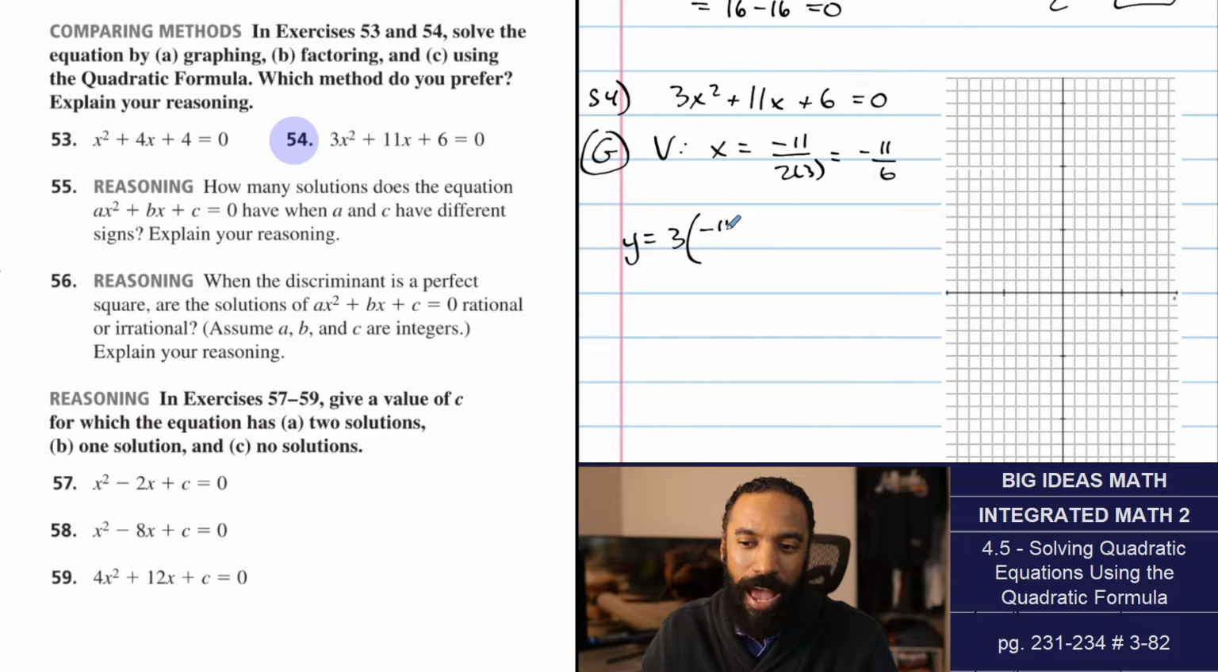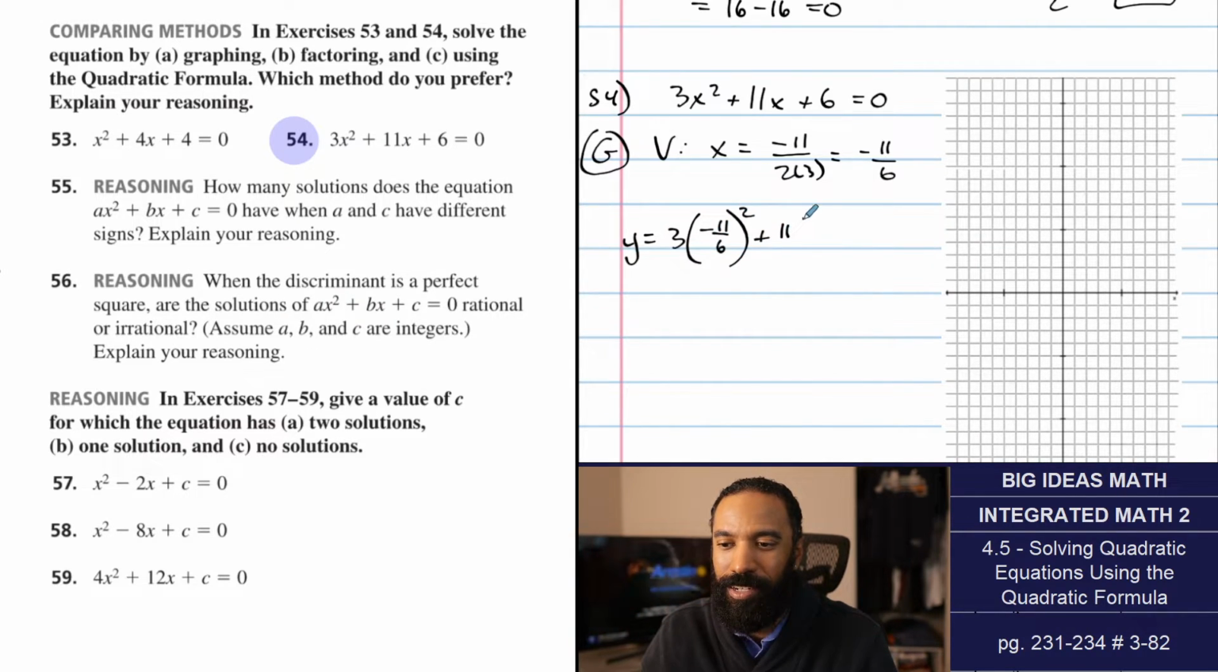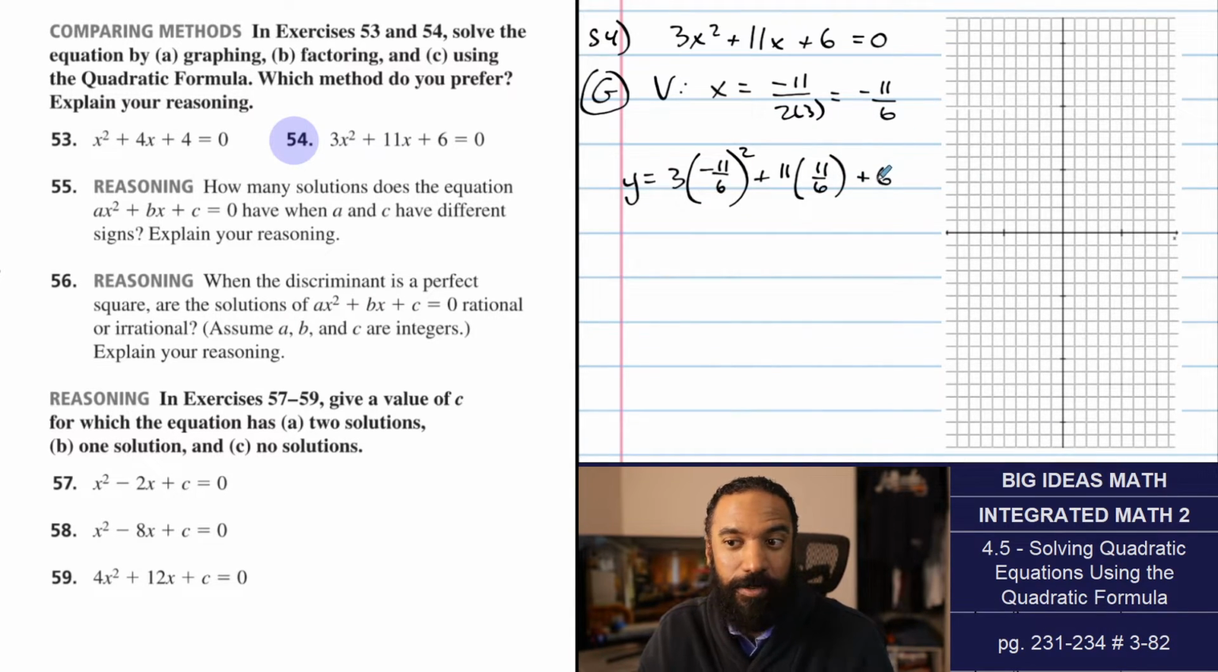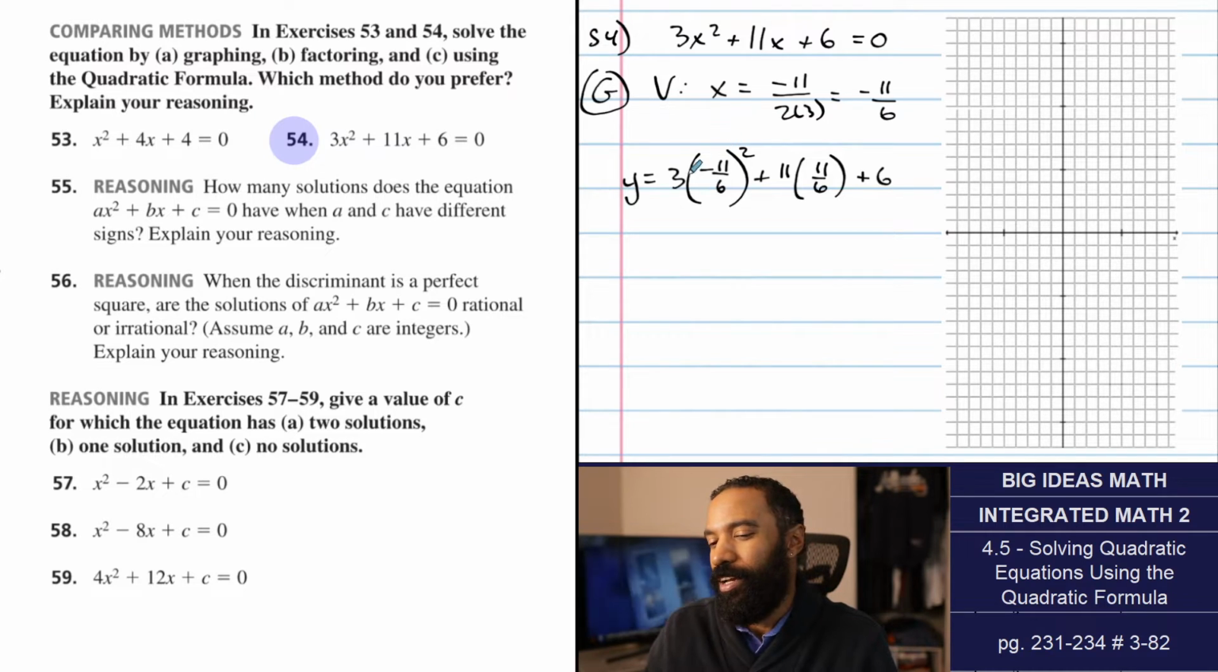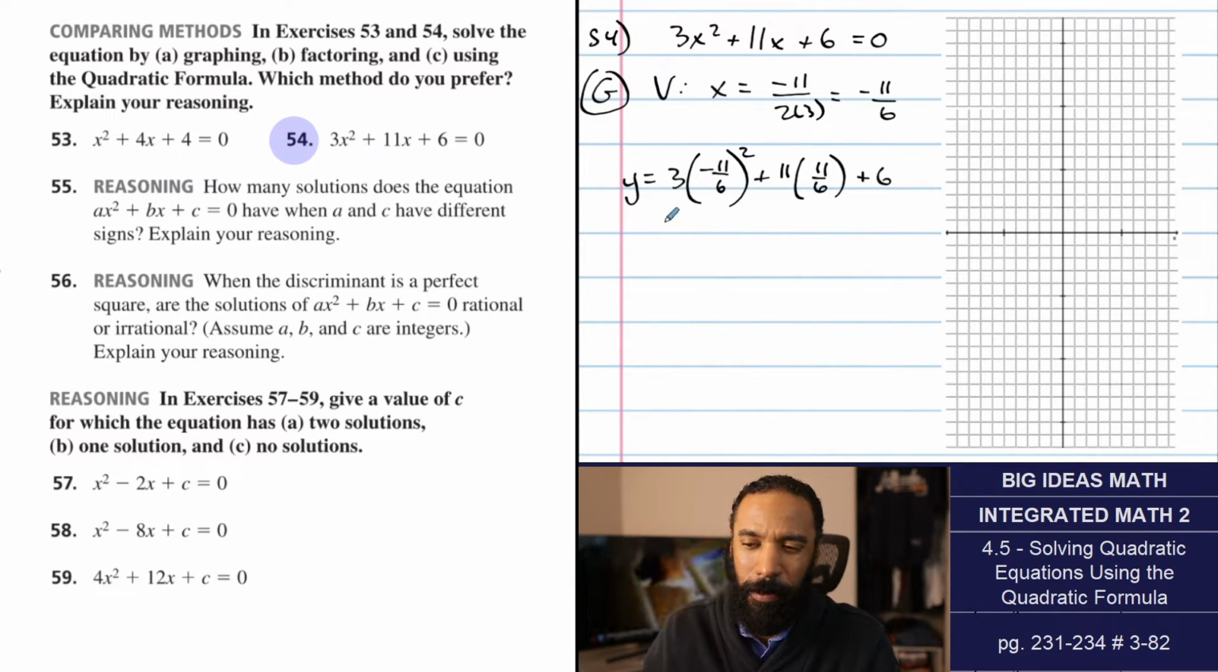So 3 times... I don't know how to plot negative 11 over 6. It's basically negative 2, but it's not. Now, I could factor it and find the intercepts, but then that's factoring. It's not graphing. They're probably saying use a table, plug numbers in until you get it. We have to find a vertex, though. We still have to find out where it bottoms out.